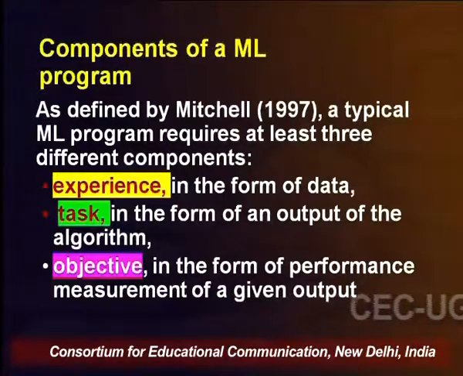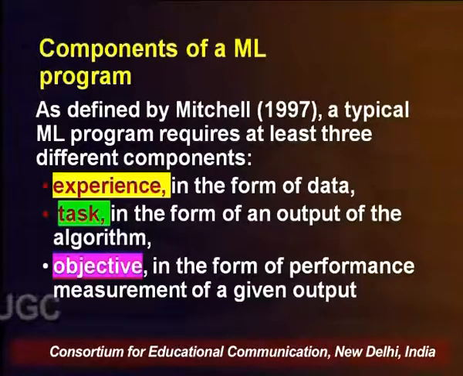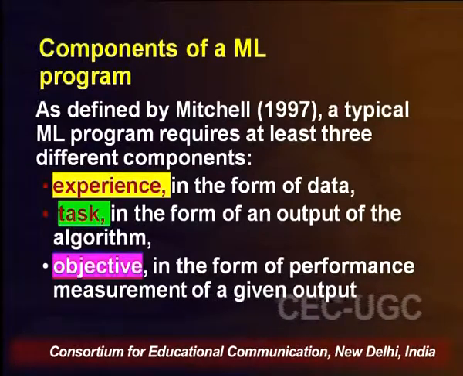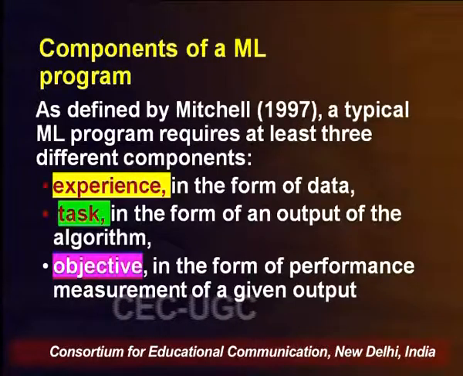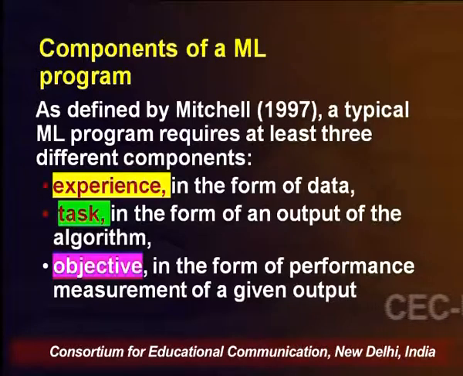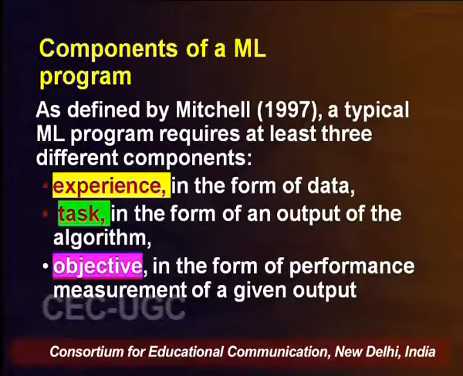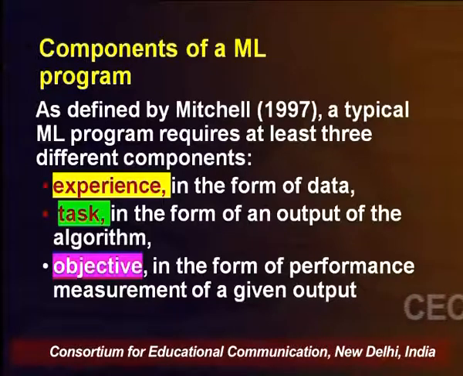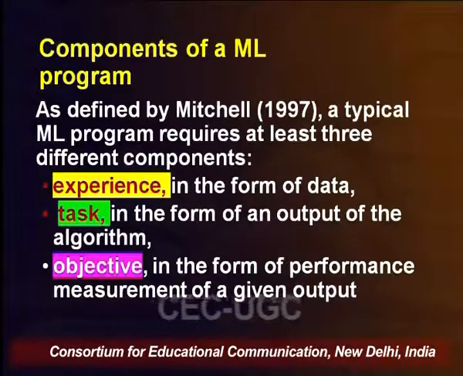So what are the components of a typical ML program? It has three main components. One is experience in the form of data, we have tasks in the form of output of the algorithm, and we have objective in the form of performance measurement of a given output. So ML algorithms are now used quite routinely. We have several software tools at several steps in the bioinformatic pipeline where ML algorithms have been used for improving the performance of metagenomic analysis.